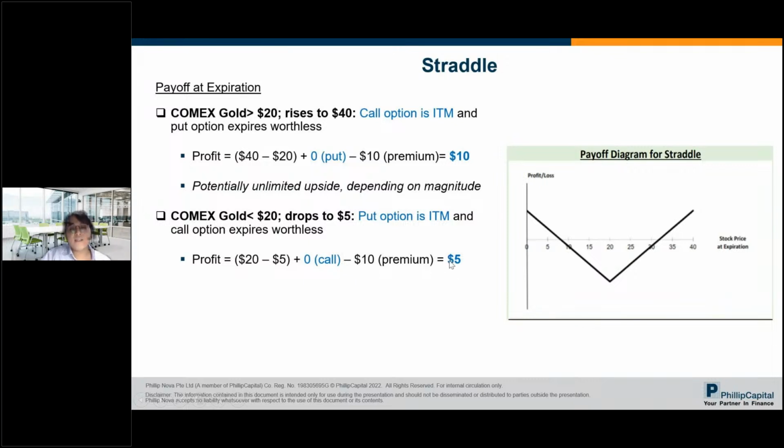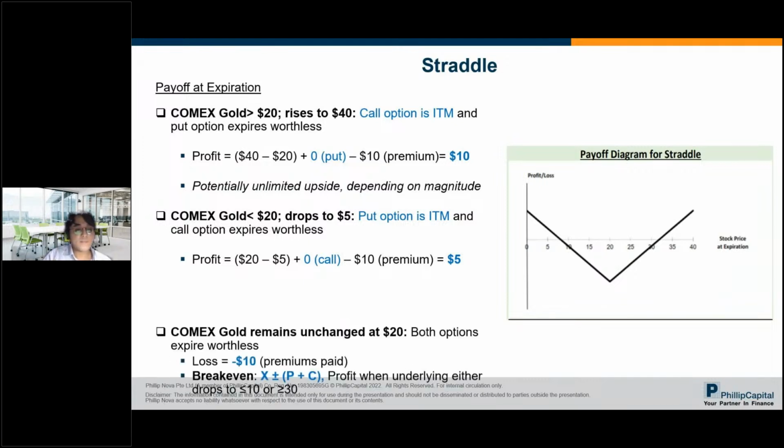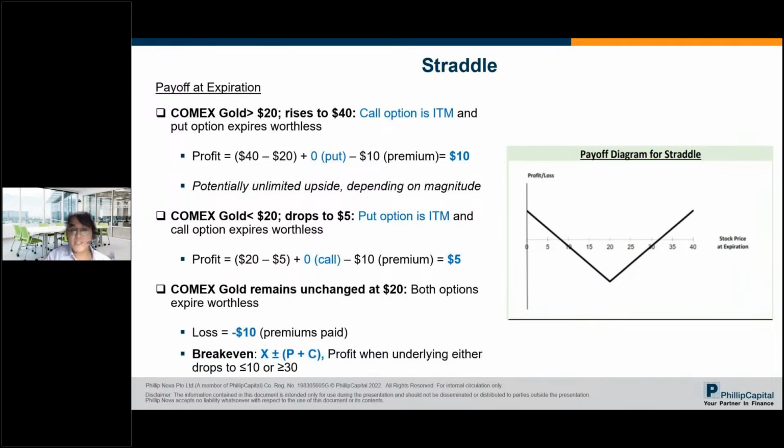So you can see that through these two option positions, it doesn't matter whether the COMEX Gold futures increases or decreases. What matters is essentially how large the price movement is. Let's say the COMEX Gold doesn't change, it stays at $20. Both options will expire worthless. So your loss will essentially be the premiums that you pay, which is a negative $10.